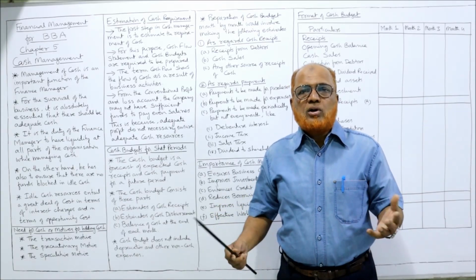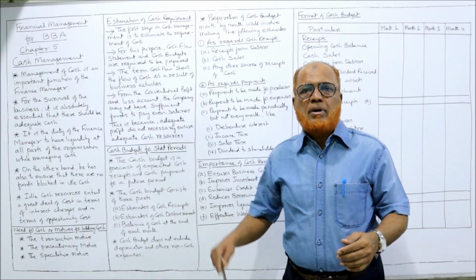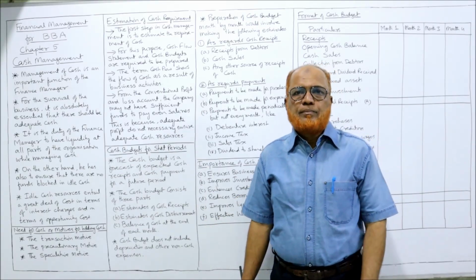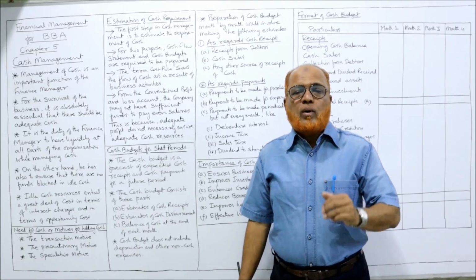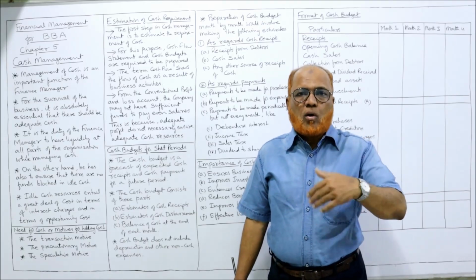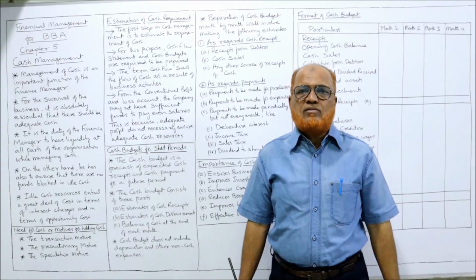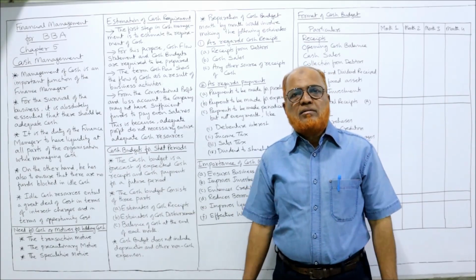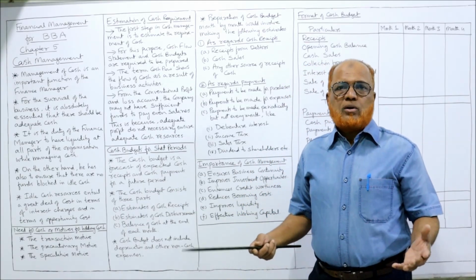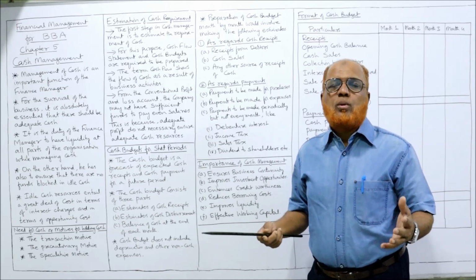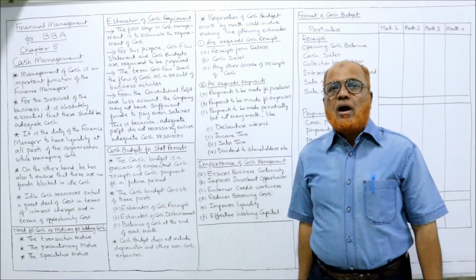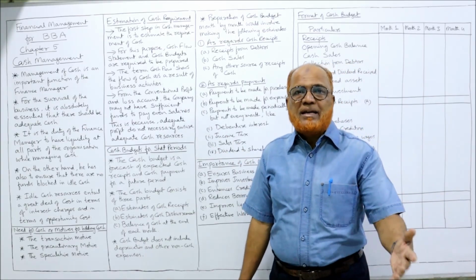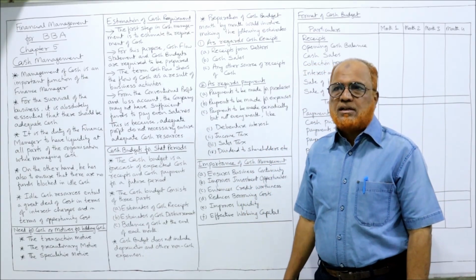Just like a doctor cannot prescribe the same medicine to every patient. He has to see what is the nature of the disease, what is the problem with the patient. Accordingly, he will prescribe different types of medicines. Same is the case here. So requirement of cash depends on so many factors. Now I am going to explain how a business will estimate the cash, how much cash it requires.